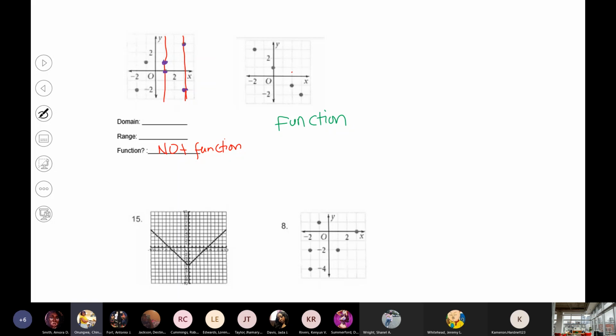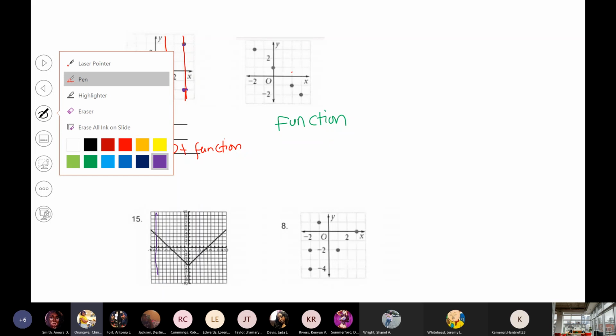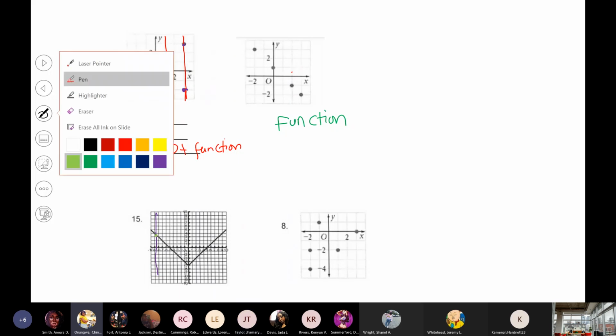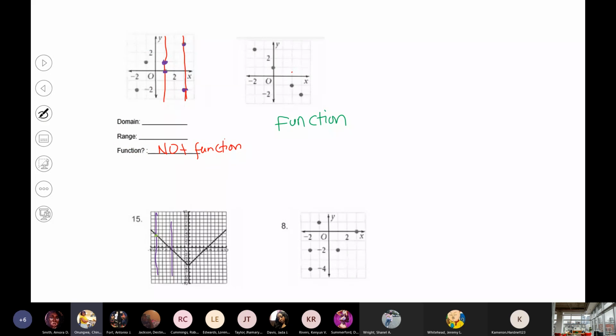So what do y'all think of 15? Not a function. Okay, let's do a vertical line test. If I draw a straight line through, how many times does it touch my graph over here? How many times does my line touch my graph? Two? Where do you see the two times? It just intersects one time, right? If I draw it here, how many times?